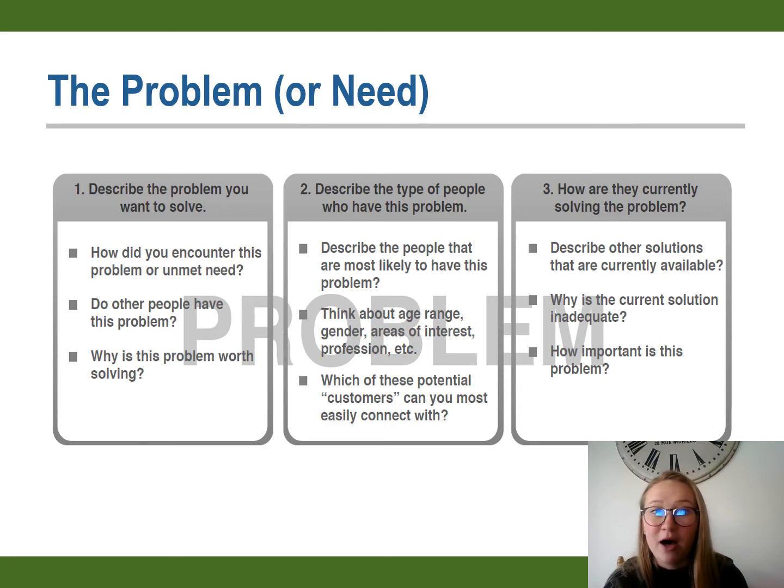The first question in box 2 asks you to describe the people that are most likely to have this need. You might say, well, that's easy. Everyone in town. Or maybe everyone in a 50-mile radius. That might seem like a simple answer, but it's really important to dig deeper, since that kind of statement includes an assumption you might not even realize you're making.